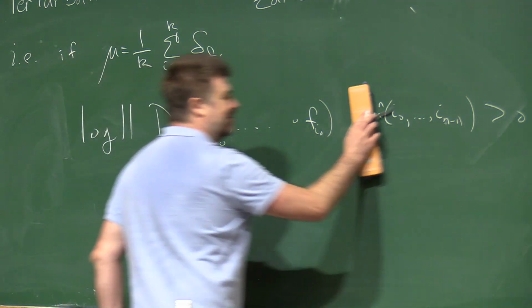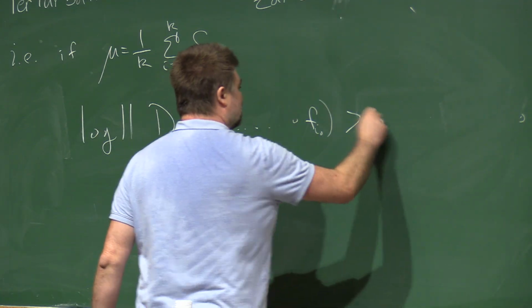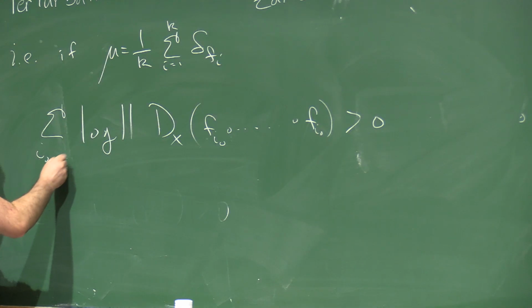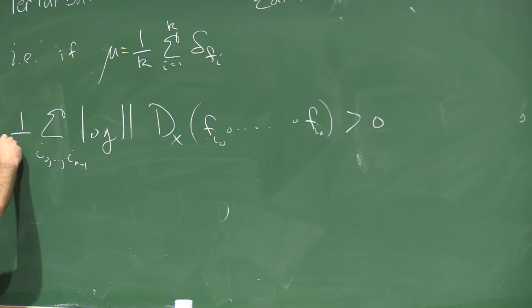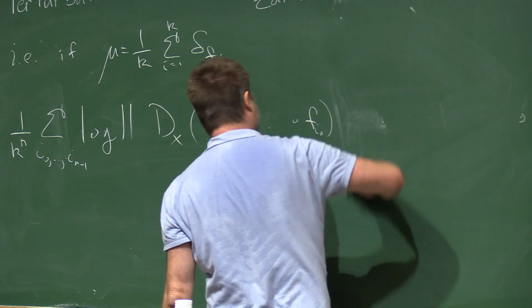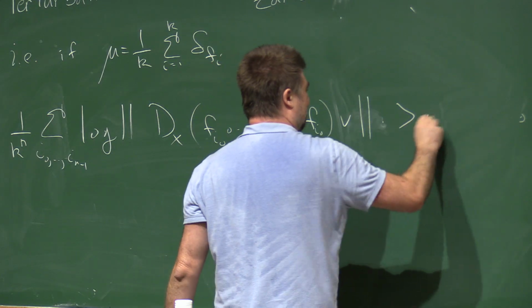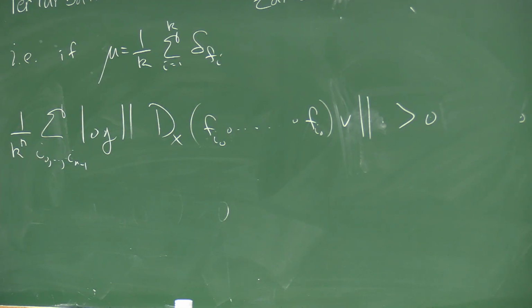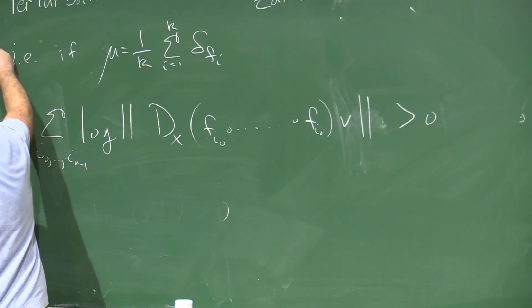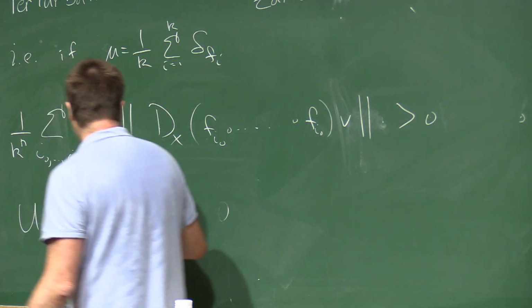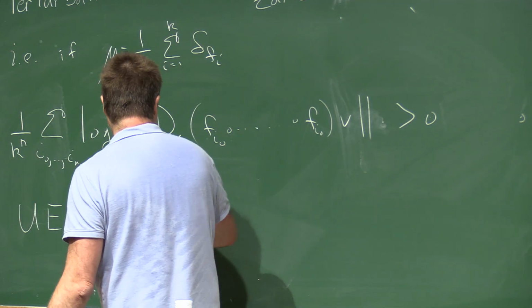Let's just do this thing. We want this positive, and let's just sum over all indices i_0 up through i_{n-1}, and divide by k to the n. So this is just averaging over all possible futures. Let me finish the expression, though. We average over all possible futures, the vector v, and we want this thing to be positive. And there's also uniform expansion in the past, where we replace f by f inverse.